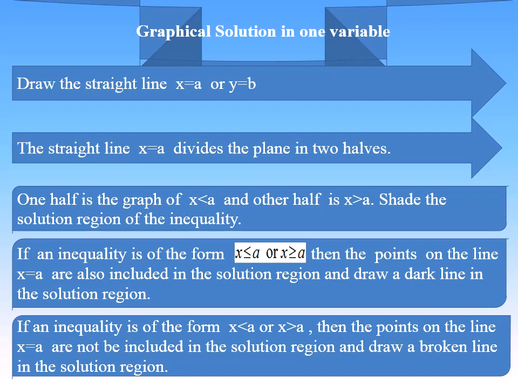If an inequality is of the form x less than a or x greater than a, then the points on the line x equal to a are not to be included in the solution region, and we draw a broken line in the solution region. So when the less or equal to or greater or equal to sign is present, then x equal to a is included, and when only x less than a or x greater than a, then x equal to a is not included in the solution region.